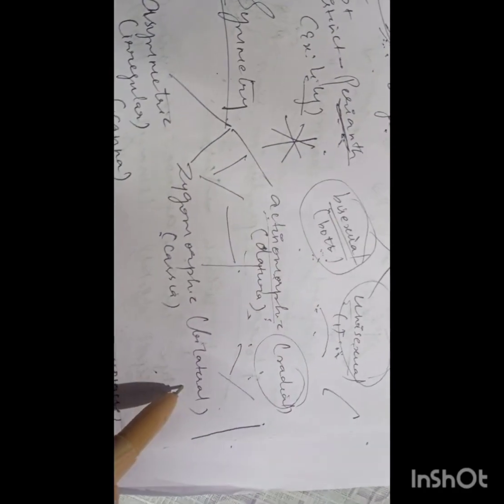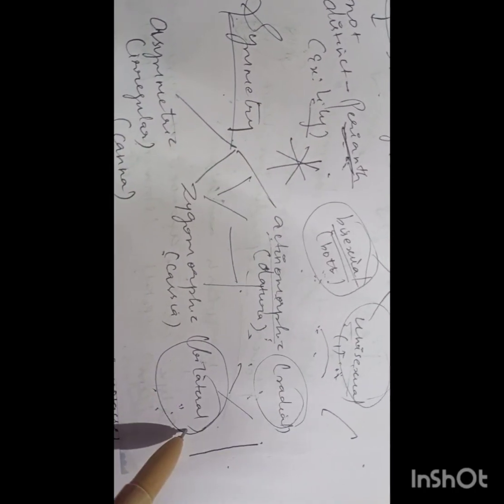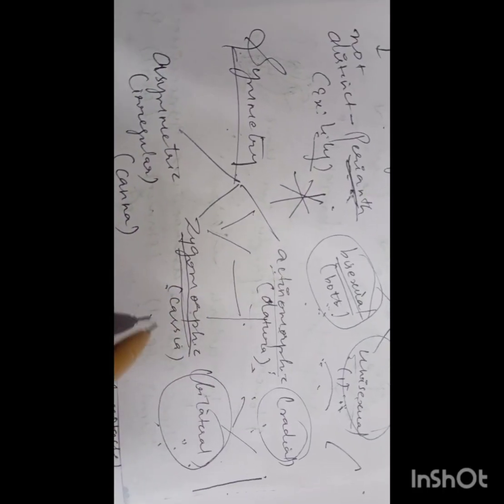So next one, bilateral. Bilateral we have seen, if you cut in one direction it will give you two equal halves, any other direction you will never get equal halves. So it is bilateral, in only one plane two equal halves will be obtained. So that kind is known as zygomorphic. Example cassia. So this is actinomorphic for radial, zygomorphic for bilateral.